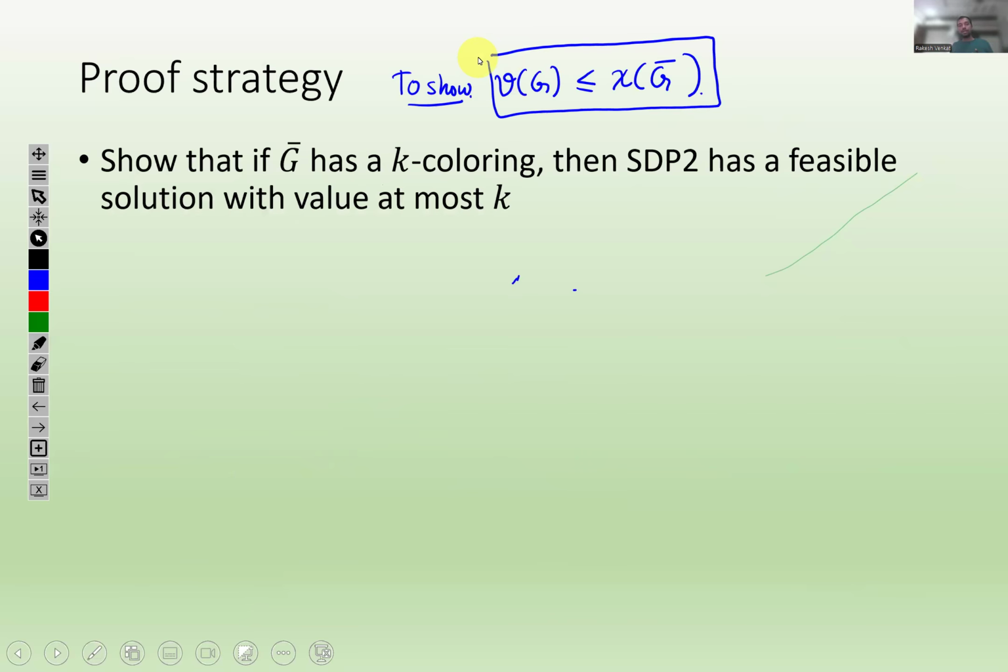Our proof strategy is going to be the following. You look at the graph G complement. Recall that theta of G, the optimization formulation, is a minimization formulation. So I'm going to show that if G complement has a proper K coloring of the vertices, (I'm not going to define K coloring again), then SDP2 that I've written has a feasible solution with value at most K, which means theta of G is less than or equal to K. That's what it means.